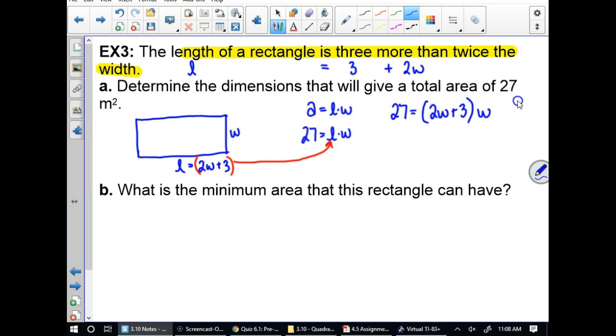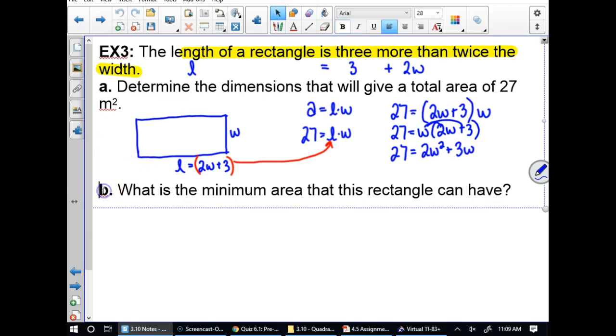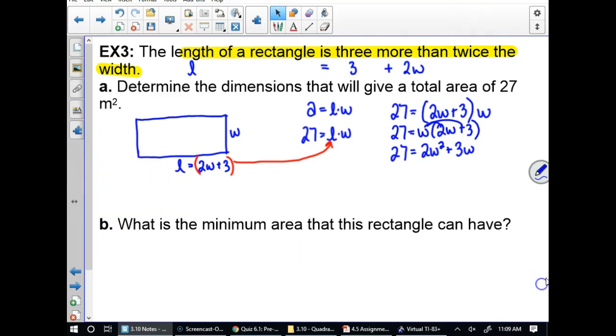So if I want to solve this, it looks a little bit backwards, but these two things are multiplied. So I could think of it like this: 27 equals W times 2W plus 3. If I write it that way, it becomes a little more obvious what you should do. What would we do with that W? We'll distribute it. So I get 27 equals 2W squared plus 3W. Okay, so once I do this, I have a quadratic.